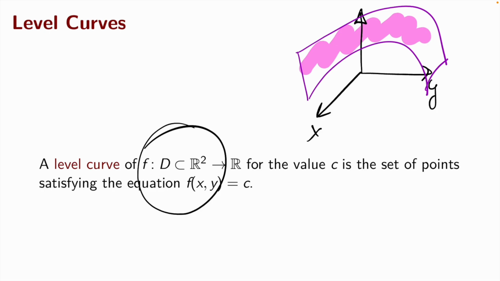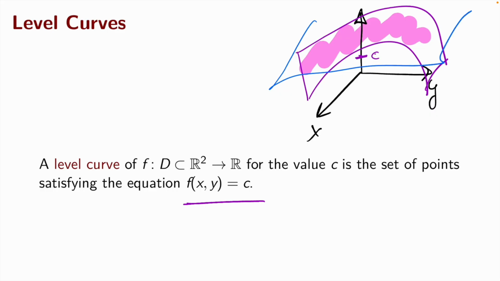But now, if we consider the values of x, y such that f of x, y is equal to c, so for instance, if this is a particular value c here, then we are cutting somehow this surface by a plane at the height of c. So we are going to get some curve here that will be what is called a level curve.